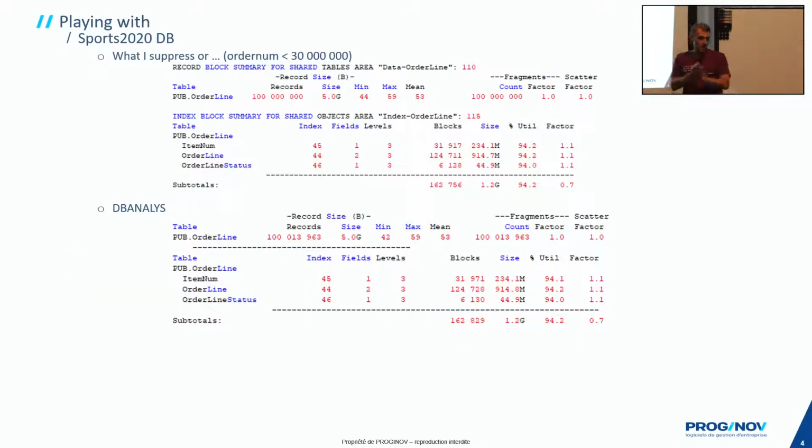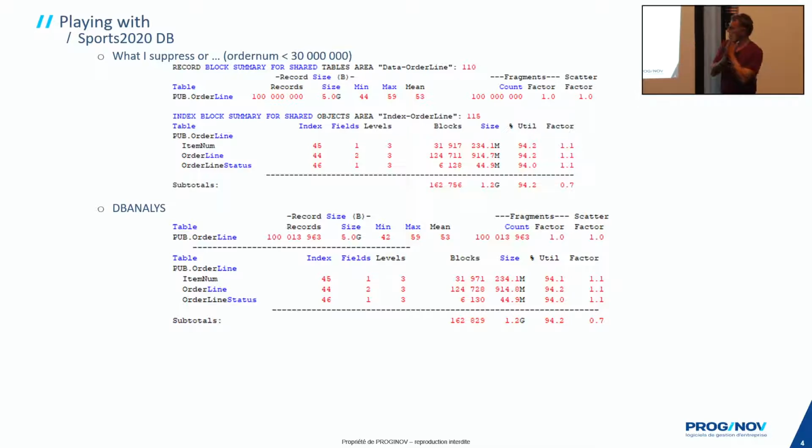Okay, so we are playing with a copy of the 2020 database. I will suppress more than 100 million records of order lines, which means 5 gig of data. There is a screenshot of the DB analysis for the tables, which are dedicated in one area, and the indexes on another area.